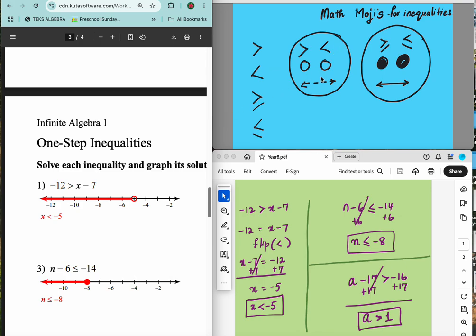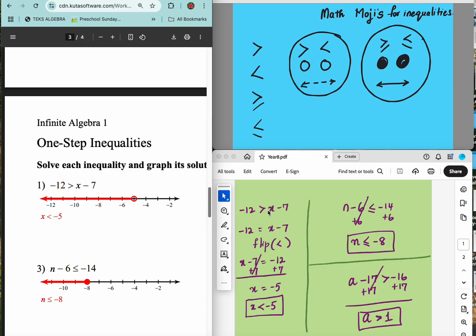So I have a few things here on the screen. These are my math emojis. Based on the symbol, they tell me whether it's going to be an empty circle or a solid circle, and the working part for this inequality is going to be over here in this green background document. So let's take a look.